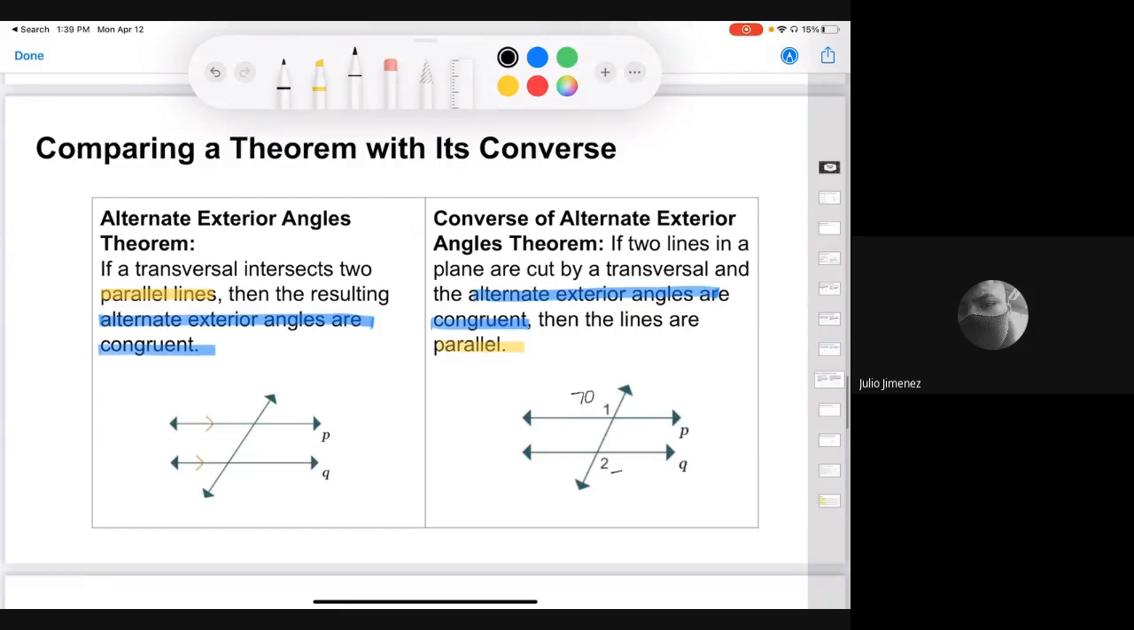Lastly, we have this one. If this is 70, that is 70. They are congruent to each other. They are alternate exterior angles, so are they parallel? Yes.